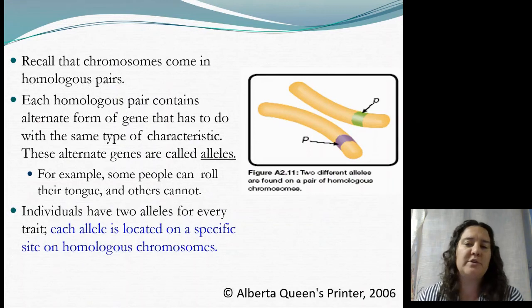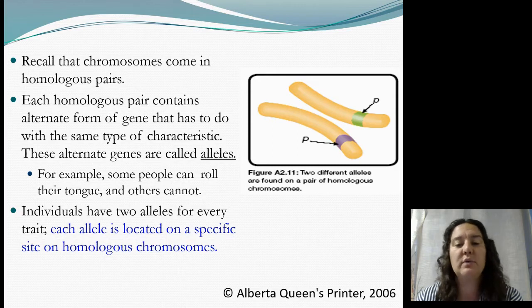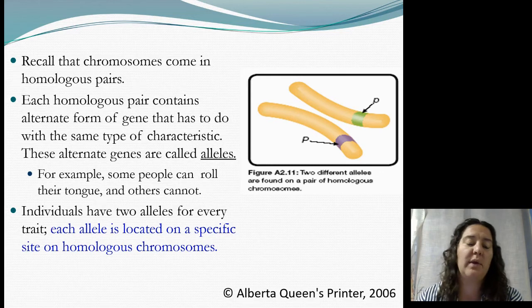When we look at chromosomes coming in pairs, each homologous pair contains an alternate form of the gene that has to do with the same characteristic. And these alternate genes are called alleles. Sometimes we can have two of the same alleles or two different alleles. So we can have an allele for blue eyes and one for brown eyes, or an allele that lets us roll our tongue or not. Individuals have two alleles for every trait, one from each chromosome, and each is located on a specific site of a homologous chromosome. So those alleles may both be on the bottom part of chromosome 5, for example, or the top part of chromosome 7.